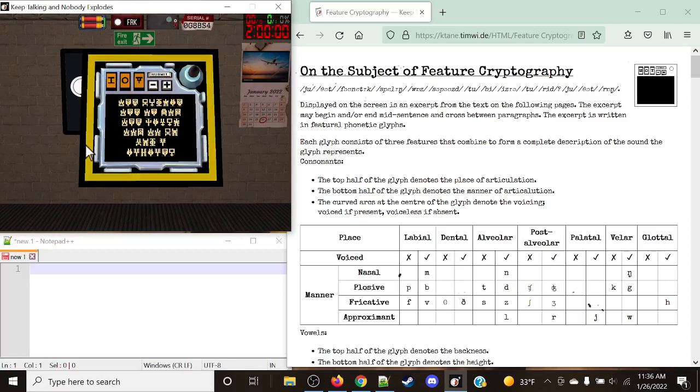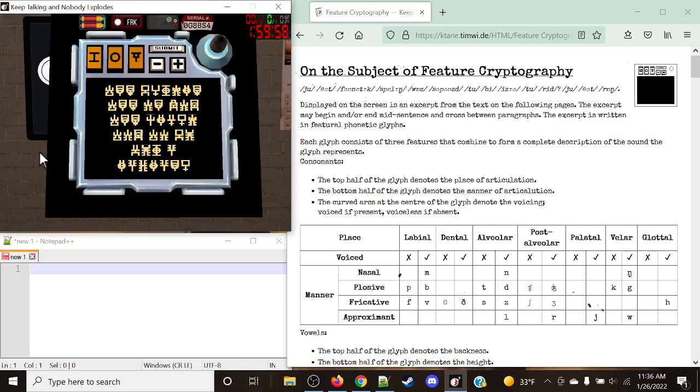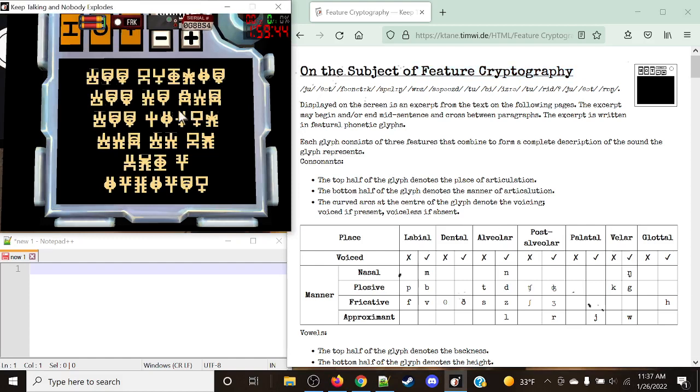There is only one perfect solution, but there are clues that will try to trick our team. Hello there everyone, my name is Crazy Caleb, and today we're going to be taking a look at feature cryptography. This module just got recently released as of the time of this recording, which is January 26th, and what we're going to be doing is figuring out a sort of cryptography.